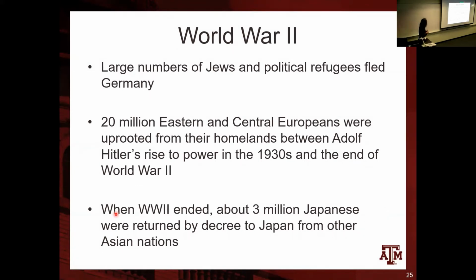Large numbers of Jews and political refugees left Germany during World War II. 20 million Eastern and Central Europeans were uprooted from their homelands between Adolf Hitler's rise to power in the 30s and the end of World War II.